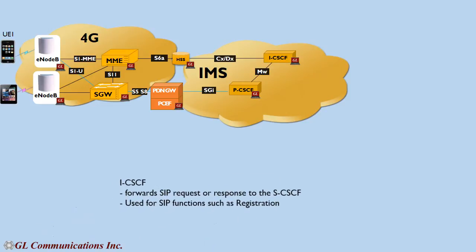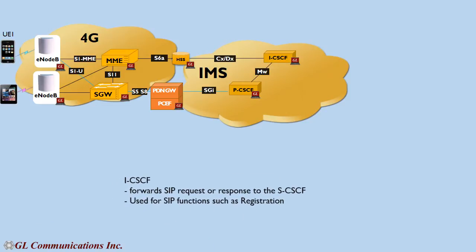Interrogating CSCF, or the ICSCF. This is another SIP function located at the edge of an administrative domain. Its IP address is published in the DNS of the domain, so that remote servers can find it and use it as a forwarding point for SIP packets to this domain. An example for this would be registering. It queries the HSS to retrieve the address of the SCSCF and assigns it to a user performing SIP registration. It also forwards SIP request or response to the SCSCF.